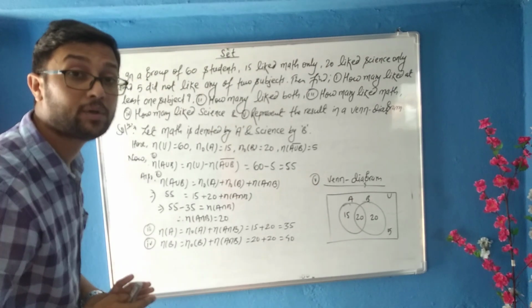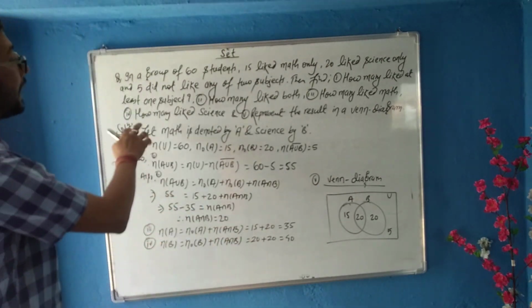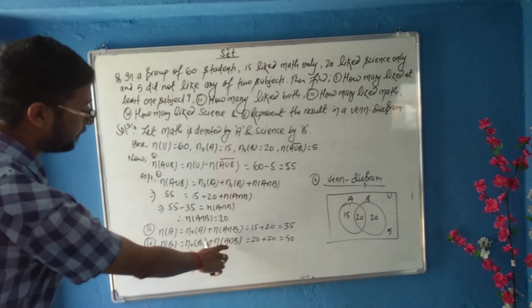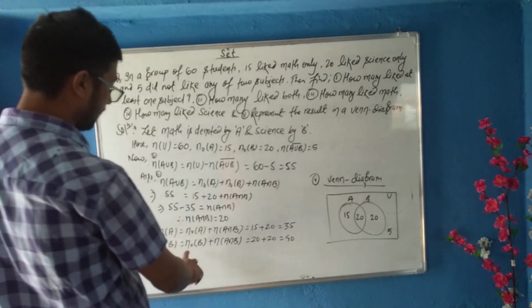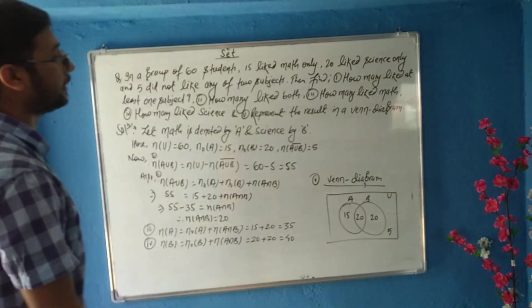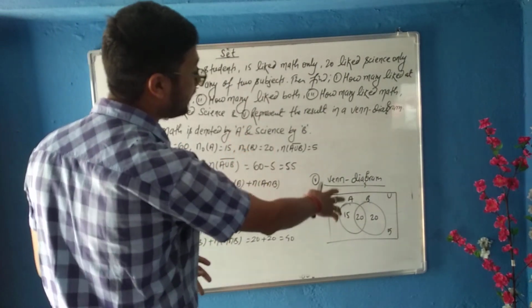So this is called the number of students who like math. Then you know, next, how many like science? In a similar way, science can also be found. n(B) equals only B plus A intersection B. Only B is 20, intersection also 20, so 40. Now finally, what we are going to do: we should represent this in a Venn diagram.